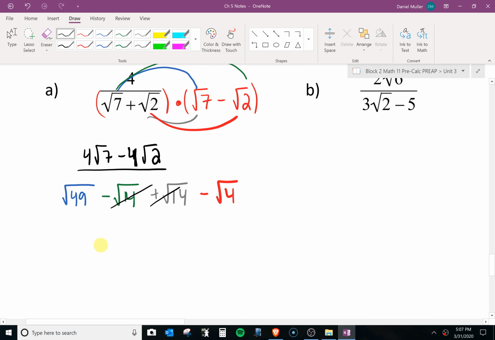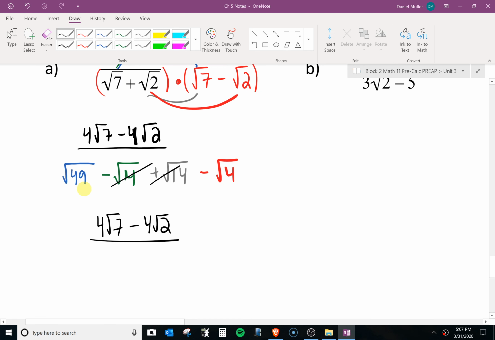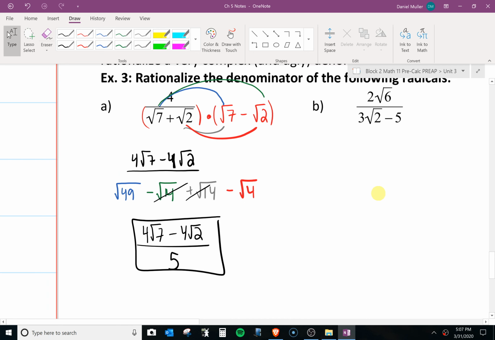At the top, we don't have anything to do. 4 root 7 minus 4 root 2. 7 can't be broken down any further, and 2 can't be broken down. But then on the bottom, square root of 49 is 7 minus square root of 4, which is 2. Now 7 minus 2 gets you 5. And now we have taken something that has square roots on the bottom and turned it into something that no longer has a square root on the bottom.